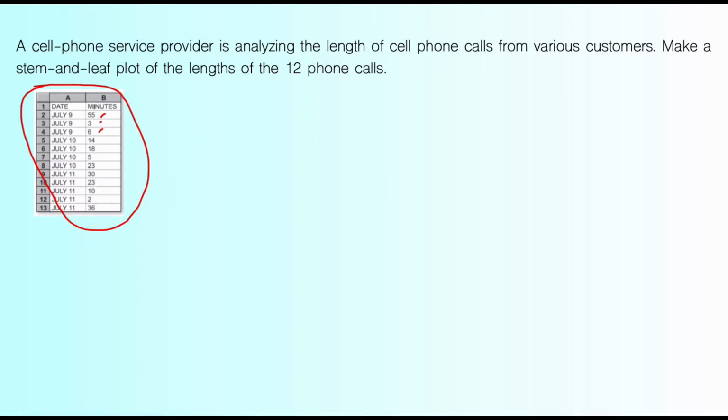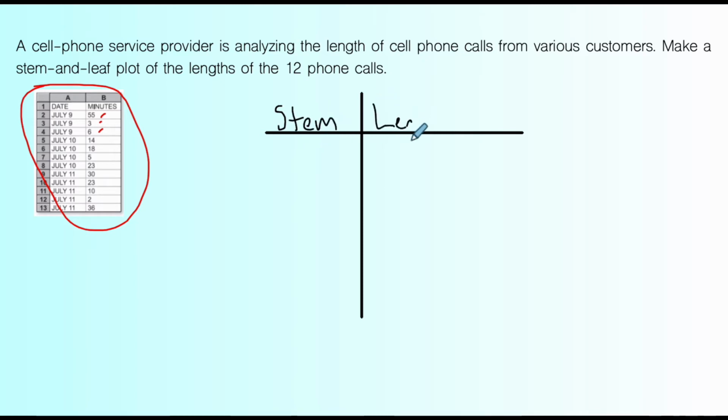And here is how you create a stem and leaf plot. The first thing you need is to create a table. Very simple. Line, line, with a left side and a right side. And you call the top left your stem and the top right the leaf. Stem and leaf plot. All right.